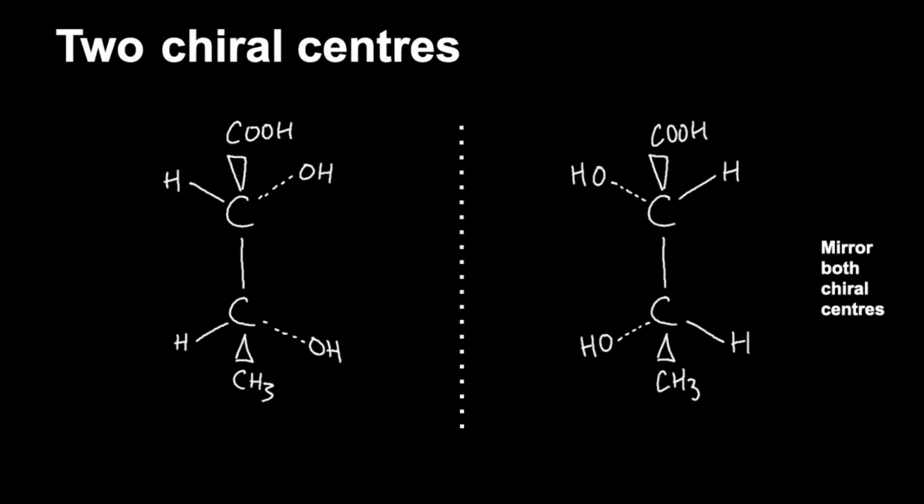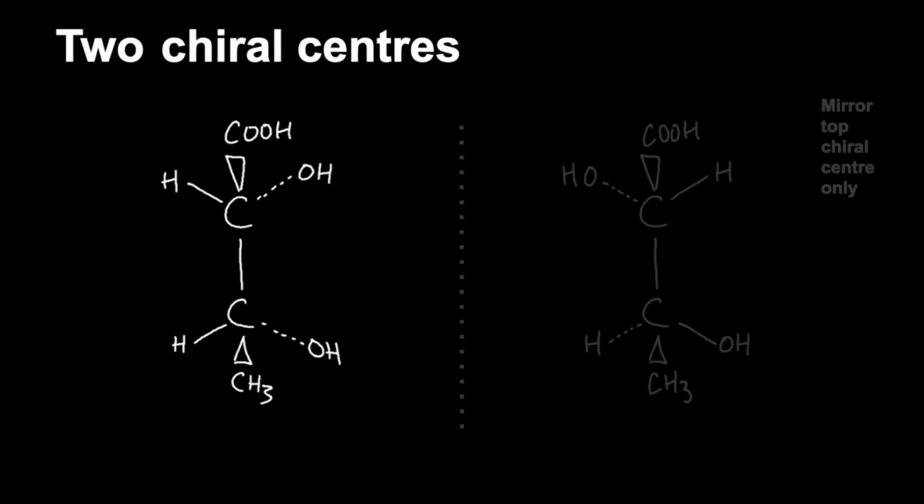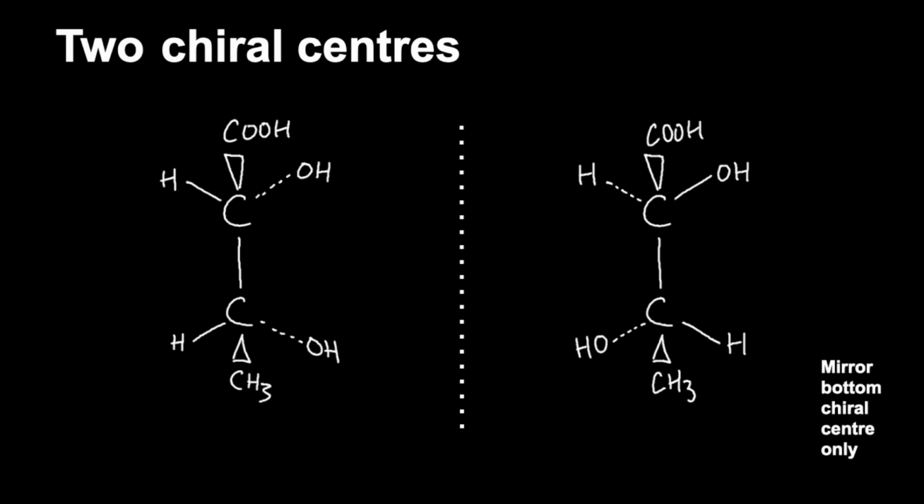So the sort of logical approach I would take is mirror both of your chiral centers. So you can see that chiral center is the mirror of that one, and that one's the mirror of that one. Then you could just mirror the top, and then you could just mirror the bottom.